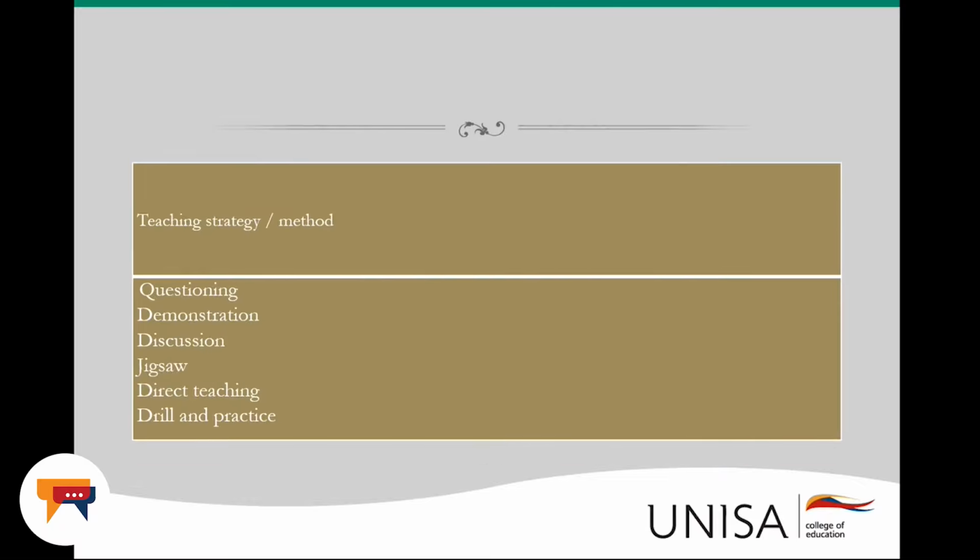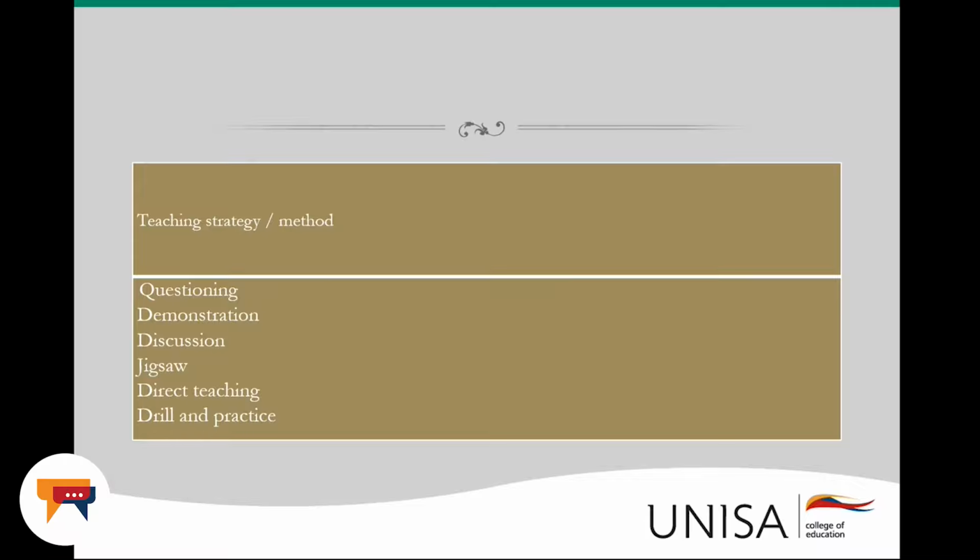Now, before you can start teaching and doing everything, you need to identify the teaching strategy or method that you're going to use for each lesson phase. All right. Now, this is important to identify the method for each lesson phase, because each phase is different and each phase has its own outcomes.